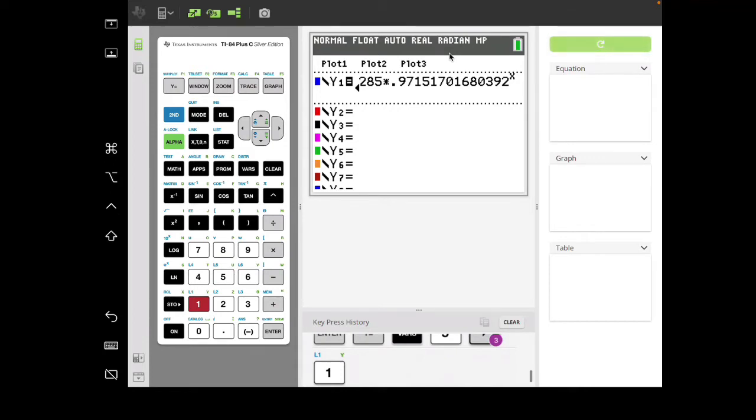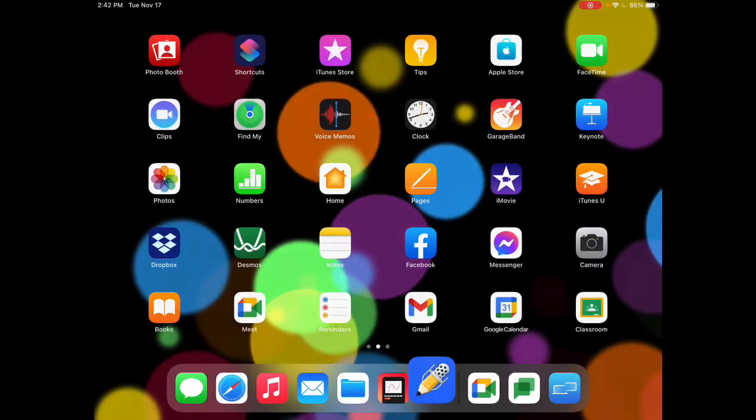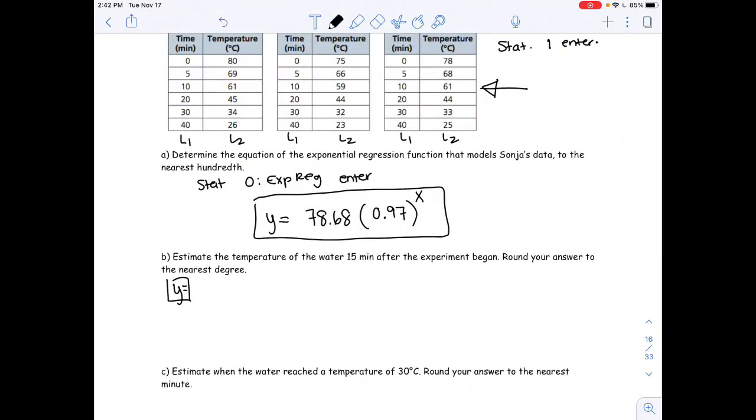Okay, so let's write down these steps so you don't forget. So once you have your equation, you're going to go to y equals. You're going to press the button vars. You're going to press number 5 because it says statistics. You're going to go to the right where it says EQ, and then you're going to press number 1. Okay, so once you do that, it should copy and paste the equation into y1 for you.